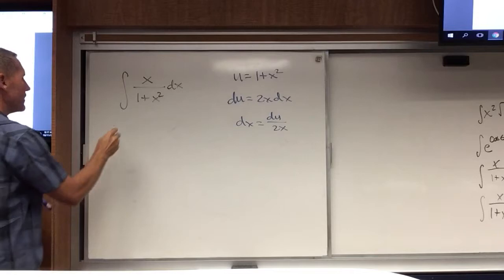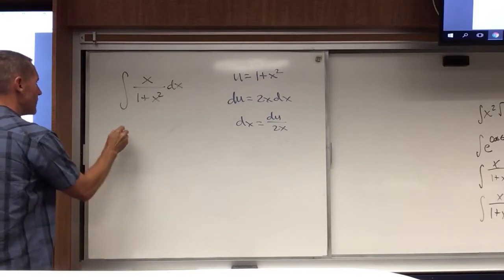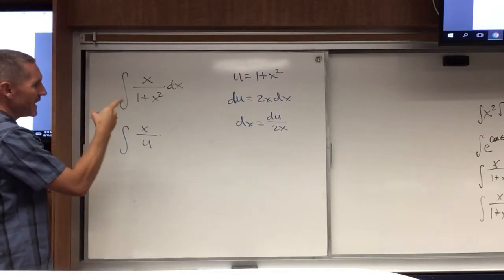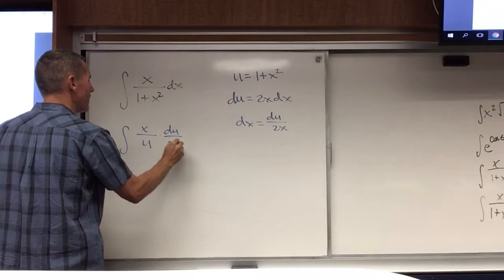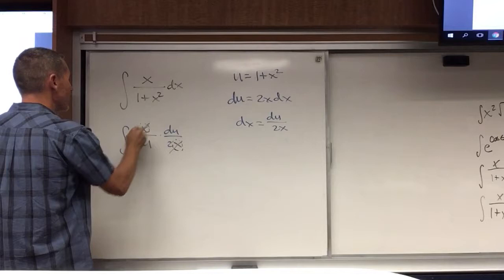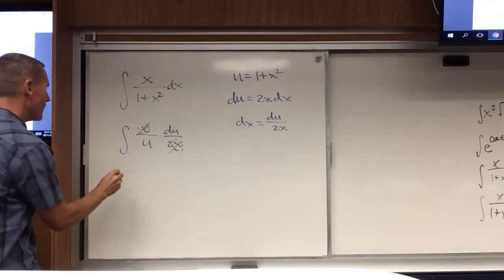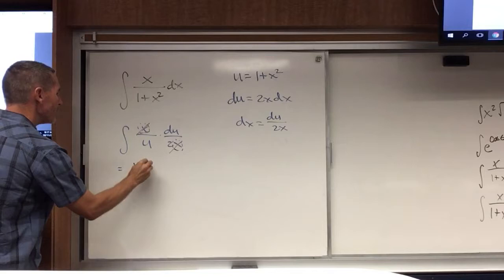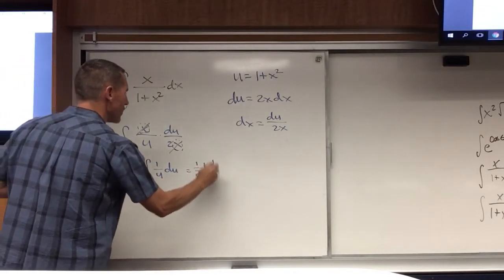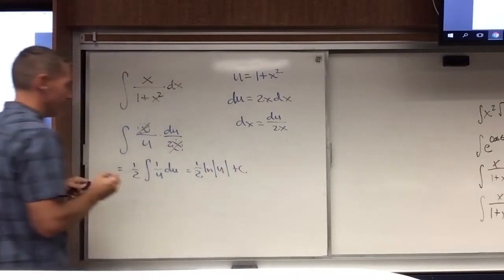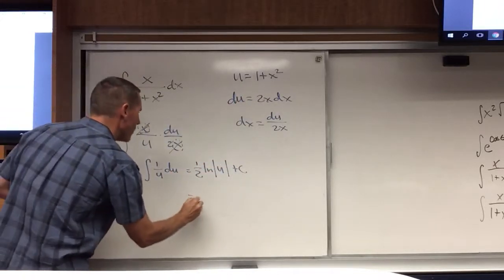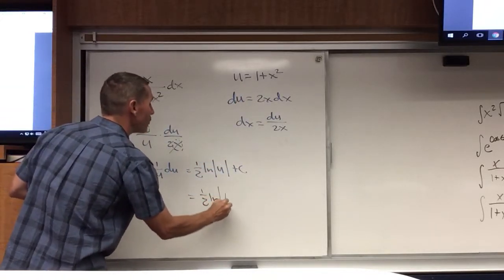So this ends up being the integral of x over u times dx, but that's just du over 2x. And again, we see that these x variables cancel out, and so I'm just left with 1/2 integral of 1 over u du, which is 1/2 times the natural log of absolute value of u plus c. Then I replace this u with what it's equal to: 1/2 ln of absolute value 1 plus x squared plus c.